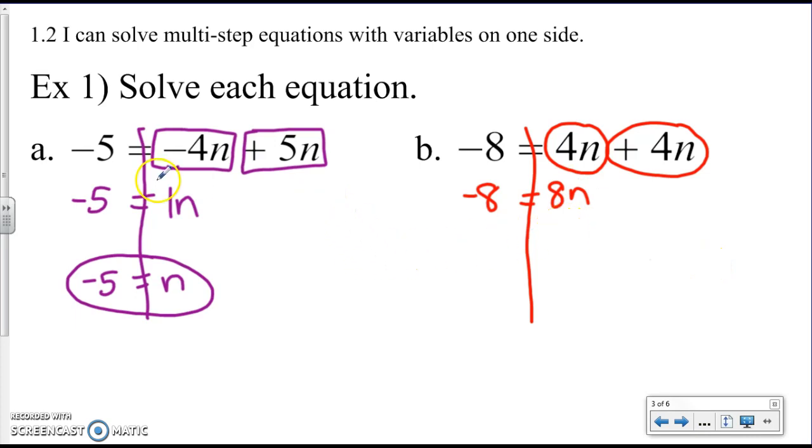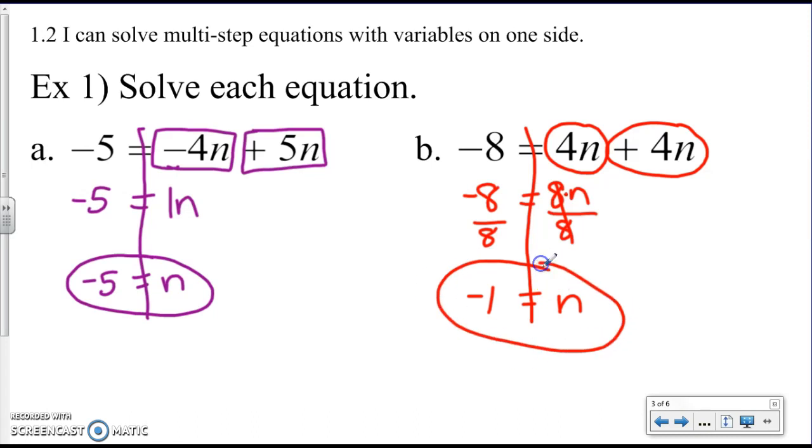Now, in the last one, since I had a 1 there, I didn't really have to do anything else to solve. You could have divided by 1. In this one, because there's still something in front of the n, you have to keep going. Now, this on the quiz was a very common mistake. If my 8 and my n are right next to each other, that means to cancel I need to divide. A lot of you are trying to add and subtract. Make sure you are really careful about that. If they're right next to each other, to cancel it, we need to divide. So -8 divided by 8 gives me -1 equals n. Okay, so not too bad.